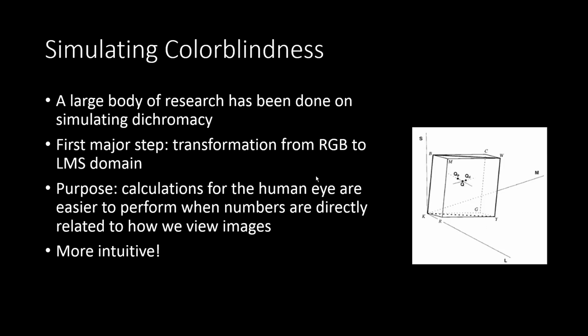Simulating color blindness begins by first transforming the RGB spectrum into the LMS domain. The LMS domain is actually how our eyes work. RGB is a combination of activations of our different cones, so it's more intuitive to work in the LMS domain, and that way calculations become easier to perform, since that's related to how we view images. The image on the right shows the mapping of the LMS domain to the RGB domain, and the Q lines show something called lines of confusion, which map what colors a color deficient individual would have trouble seeing.